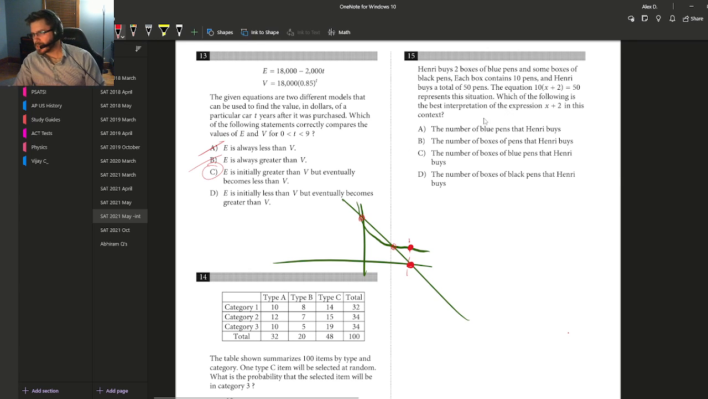Which of the following is the best interpretation of x plus 2? 2 boxes of pens, some boxes of black, each box has 10 pens. So x plus 2 is the number of boxes total, because x is the black pens and 2 is the blue pens, so these are the boxes, and 10 times that is the total number of pens. So it's the number of boxes of each pen, all the pens, not just blue, not just black.